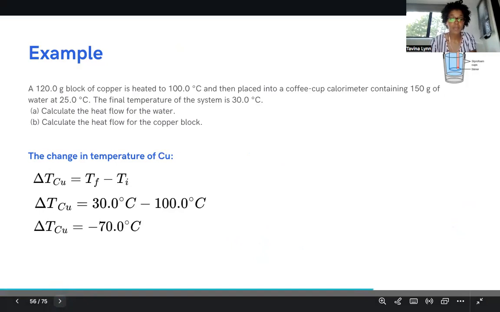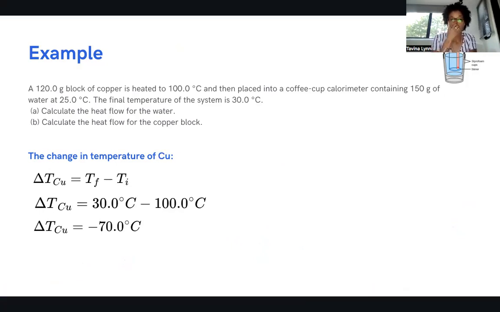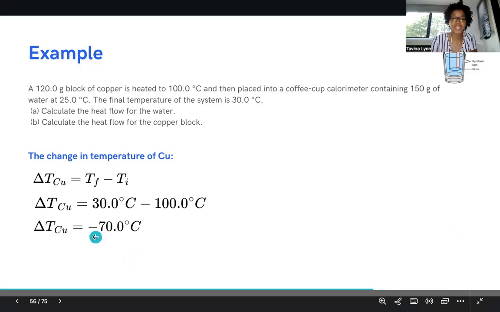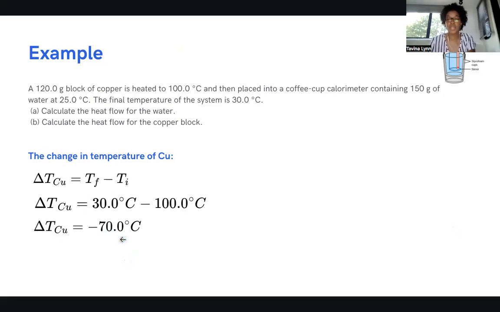So that makes sense. Now let's look at the heat flow for the copper block. Same steps, we're going to get the temperature change of copper. So copper started out at an initial temperature of 100 degrees Celsius, and then it was cooled down to 30 degrees Celsius. So this is why our change in temperature is negative 70 degrees Celsius, right? Because we actually cooled down the temperature of the copper.